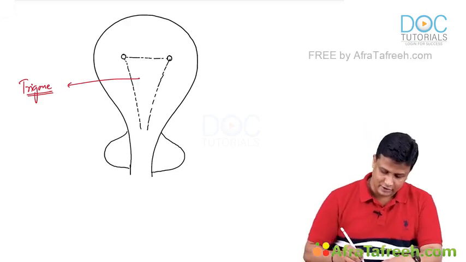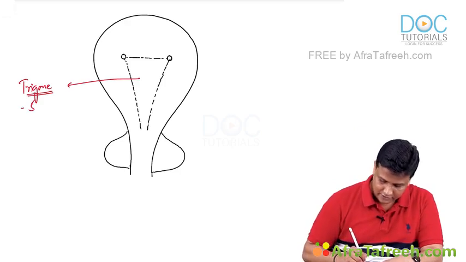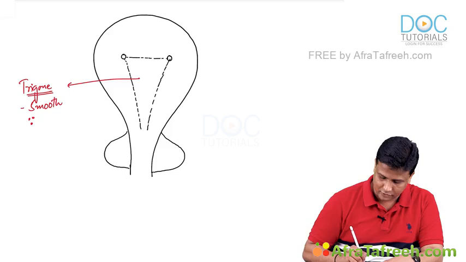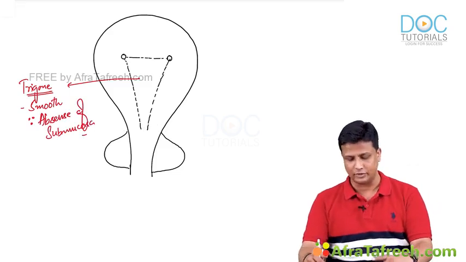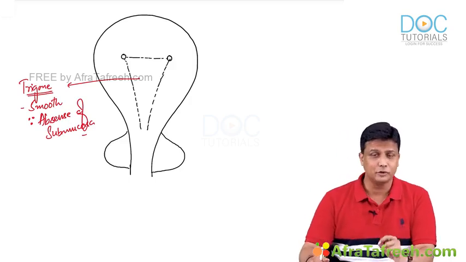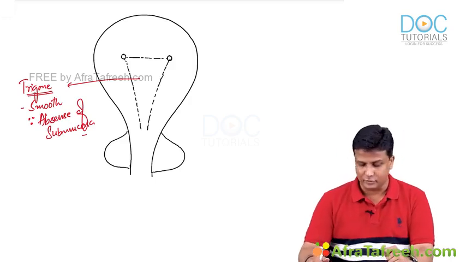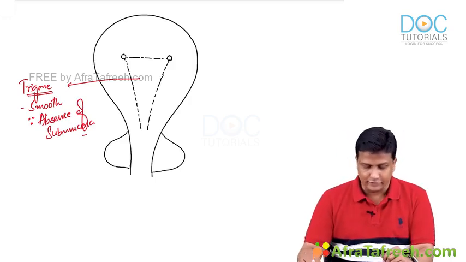So the trigone is actually smooth. What is the reason for the trigone being so smooth here? Why? Because of the absence of the submucosa layer over here, guys. That is one important MCQ that you have to remember. So the trigone is smooth because of the absence of submucosa. Then the next point that you have to remember.